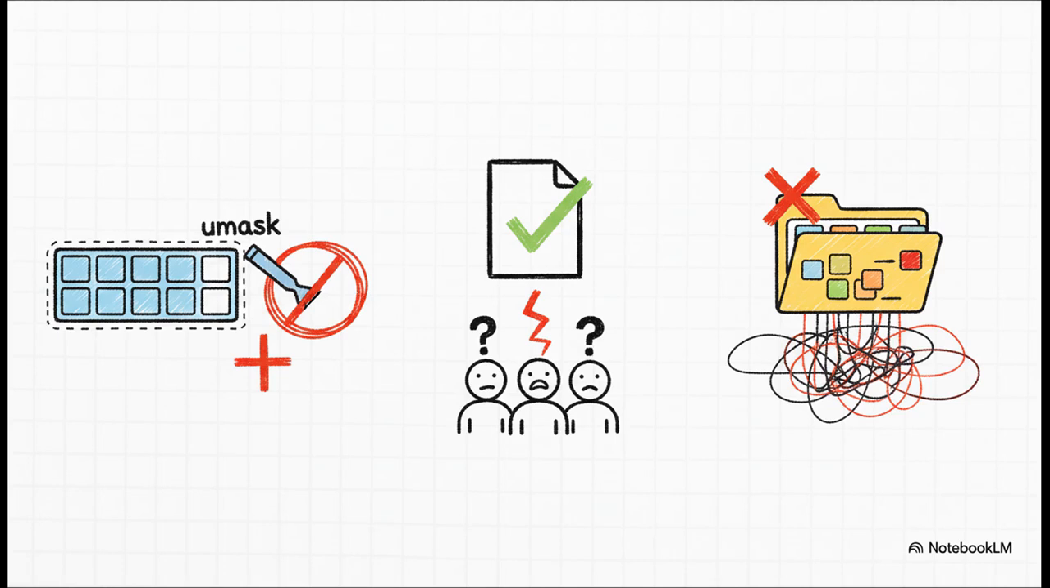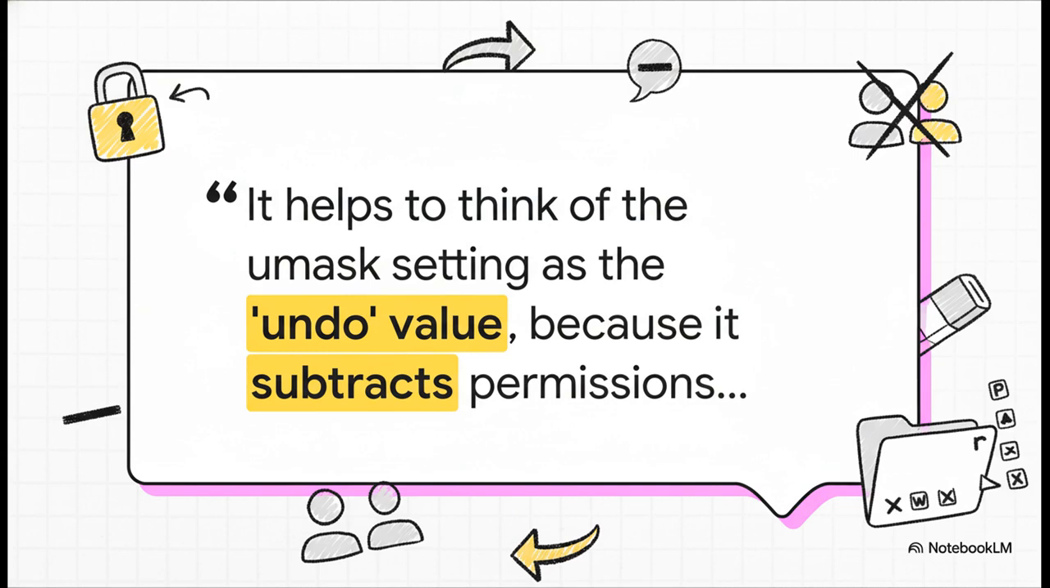First, always remember that UMask subtracts or removes permissions. It never adds them. Second, for collaboration, just setting file permissions is not enough. That file absolutely must belong to the correct group. And finally, for any shared team folder, not setting the SGID bit is a recipe for total permission chaos down the line.